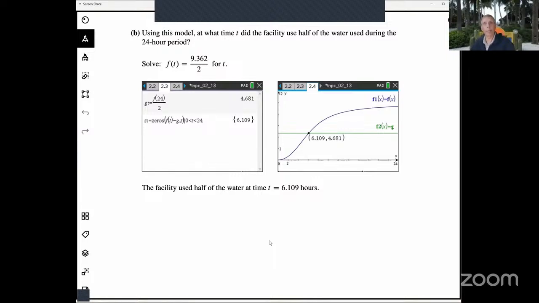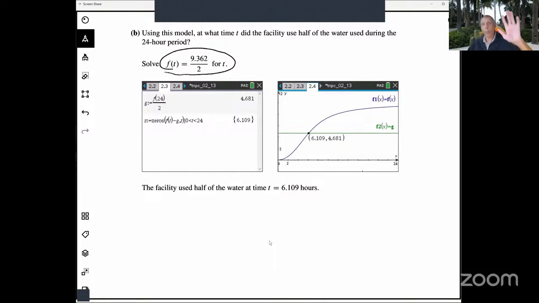Yep, absolutely. So, all right, using this model, at what time T did this manufacturing facility use half of the water used during the entire 24-hour period? Well, I know that they use 9.362. I know it's in thousands of gallons here, but let's just say 9.362. So I have to solve this expression for T. That's sort of the concept here.